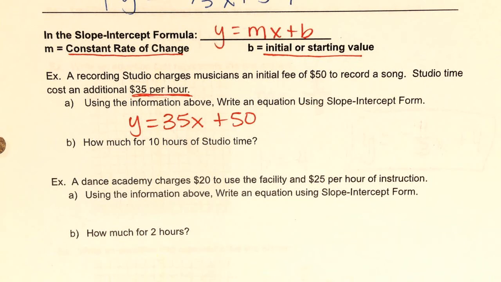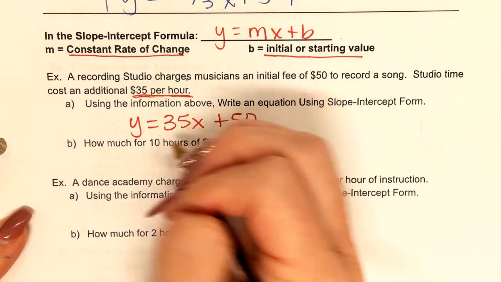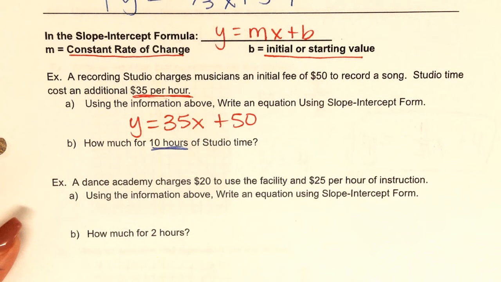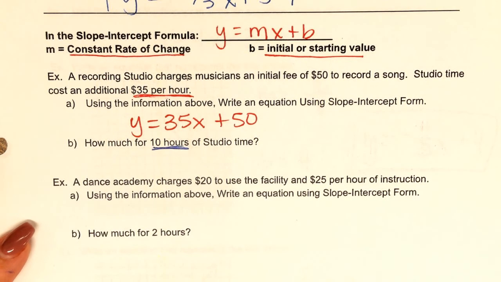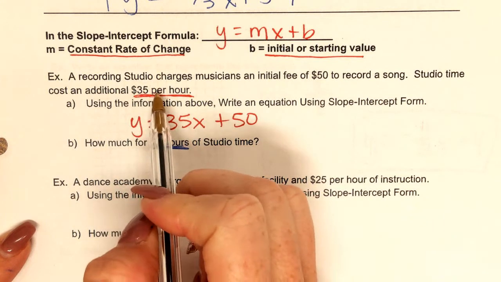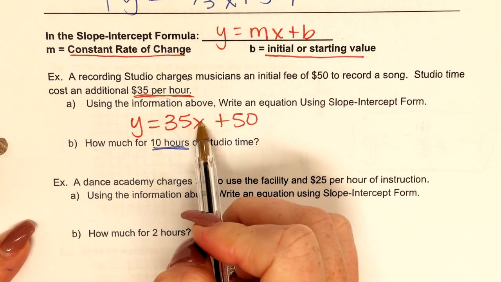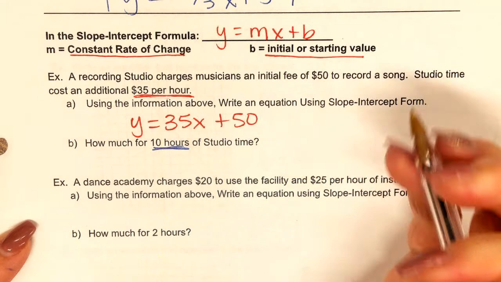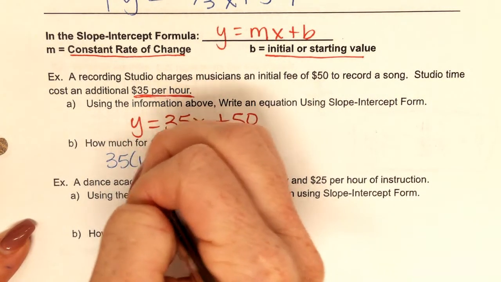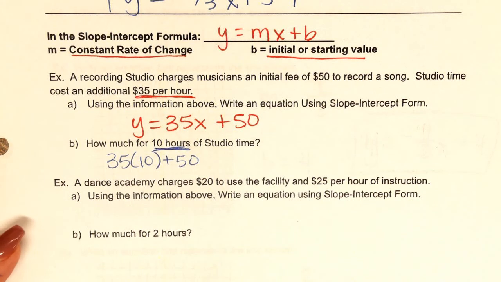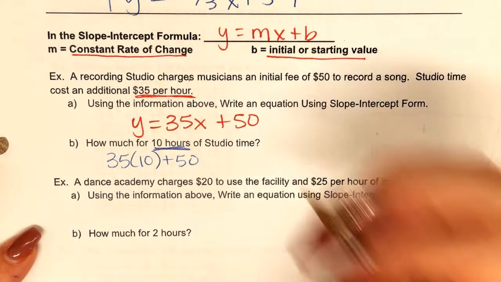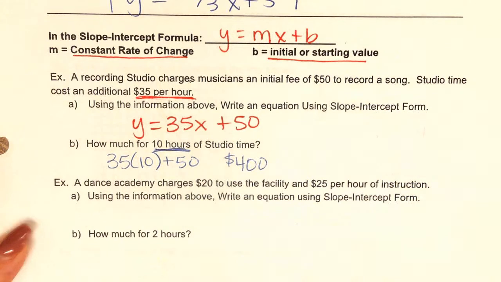Can I use this equation to solve a question now? Yes, it says, how much would it cost for 10 hours of studio time? So all you have to do is plug 10 in, either for the X or the Y. So you've got to figure out, what are you plugging in for? How do you know? What does this say right here? $35 per, that means the X is the hours. So I would do 35 times 10 plus 50. And I just stick it in my calculator, get the answer, which is $400.